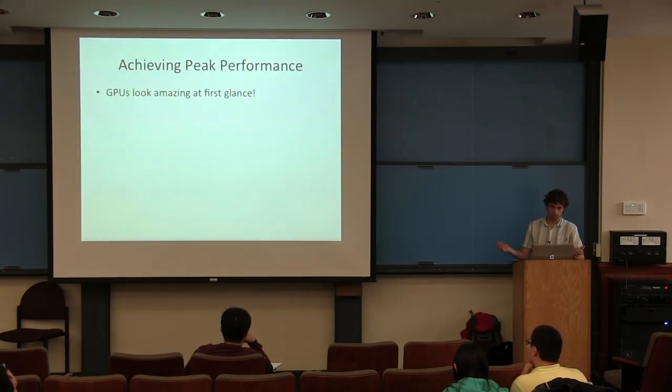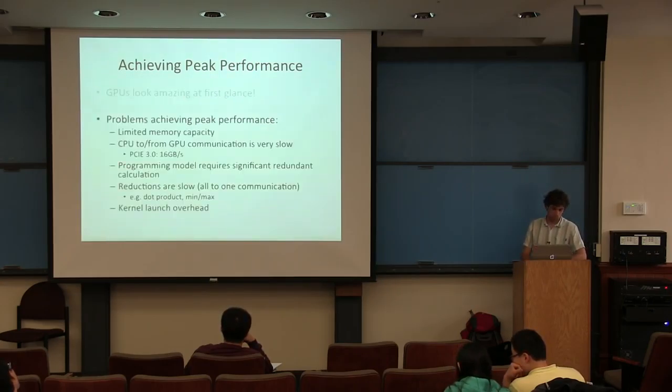So at first look, GPUs seem amazing, because they have a huge amount of floating point performance, as well as good memory access performance. However, there's a bunch of caveats that you have to take into account when you're looking at them. One of the things about GPUs is that they actually have very limited memory capacity compared to CPUs, which for a lot of problems isn't a big deal.